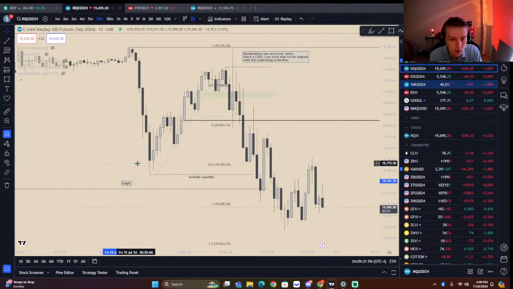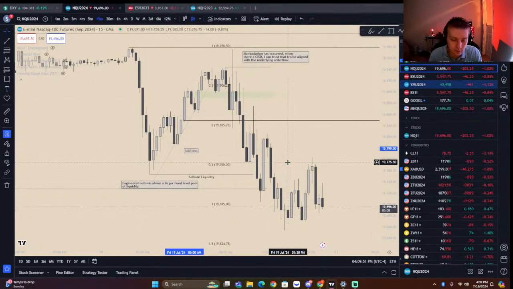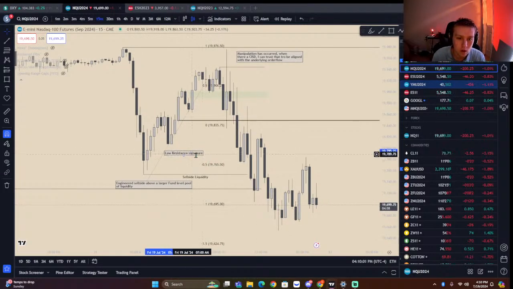Engineered sell side above a larger fund level pool of liquidity. Here we have a trendline, phantom, low resistance signature. Order flow strings together. Look at the bodies.